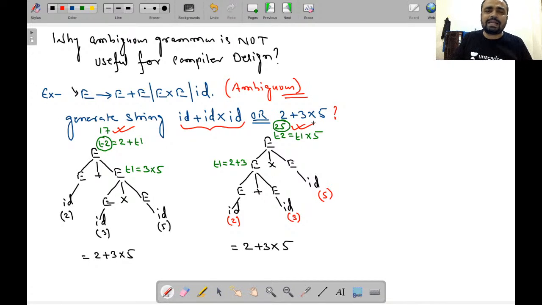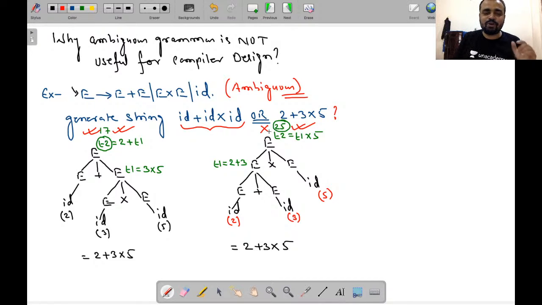Out of which, mathematically, which one is the correct result? This one is the correct result, yes or no? And this one is the incorrect result. So if for a single string we are developing more than one parse tree, sometimes one parse tree will give you the right answer and sometimes the other parse tree will give you the wrong answer. So do we want such a compiler which will give us different results in different compilations?